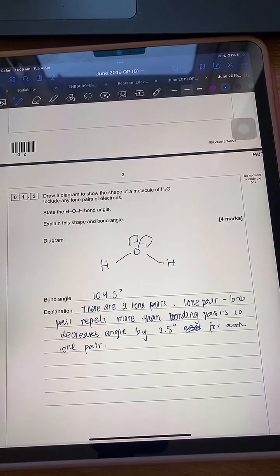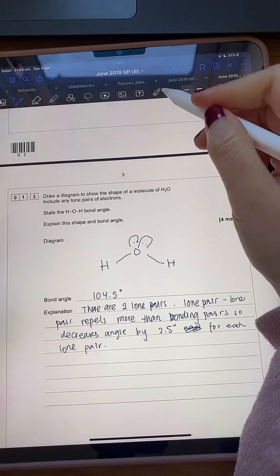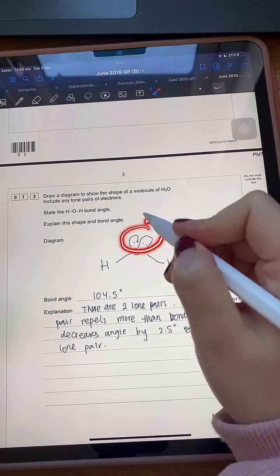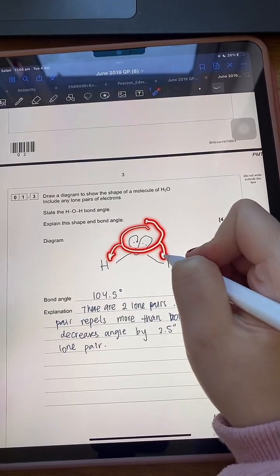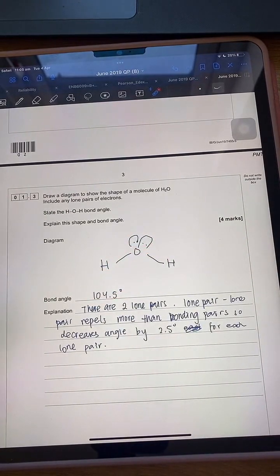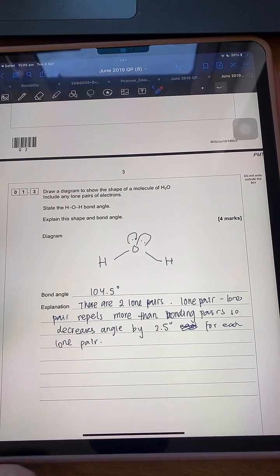What this means is that when you have 2 electrons next to each other like this, it will push it off to the sides. And what it pushes is the hydrogens. And that's why your angle is smaller. That's how we do the bond angles.